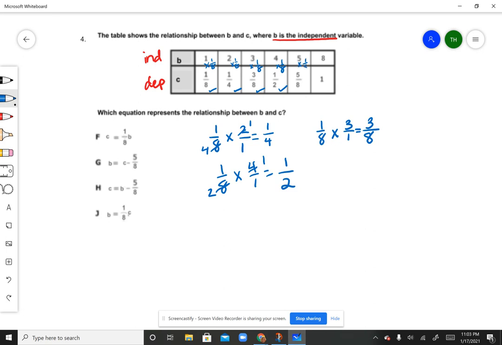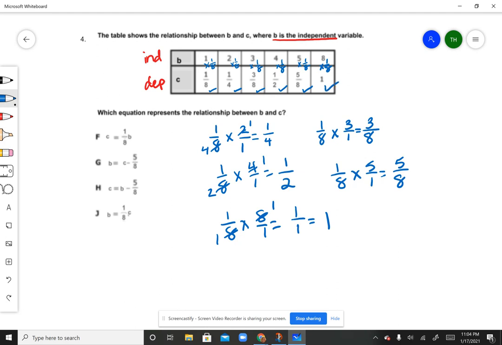Let's try 5. Remember, you have to make sure it works all the way across. 1/8 times 5 over 1. I can't simplify. 1 times 5 is 5. 8 times 1 is 8. So that worked. Okay, so I have one more to try. 1/8 times 8 over 1. I can simplify. 8 goes into 8 one time. 8 goes into 8 one time. 1 times 1 is 1. 1 times 1 is 1. And that equals just 1.